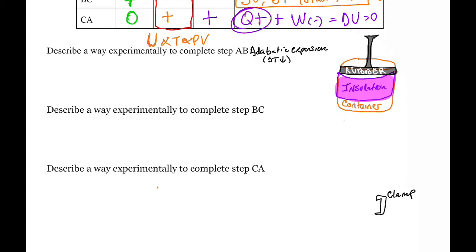Now my lid is going to be free to move, and what we're going to do is move the lid up quickly with all of these conditions. So: a sealed, insulated container, with no heat exchange because we have the insulation on it. Okay, next step, a way to complete B to C.